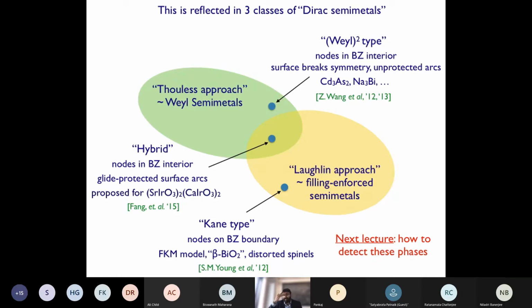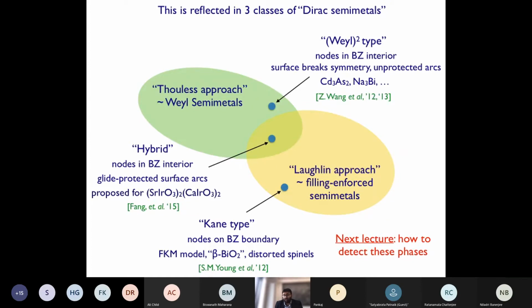What I spent today, I didn't want to spend too much time on this last bit, was just pointing out that there are abstract results that force you to have certain semimetallic dispersions, just like having an odd number of electrons per unit cell forces you to be metallic. Similarly, certain crystals are forced to be semimetallic, and those are these ideas of filling enforced semimetals, and many people have worked on them, including Ashvin's group since then.